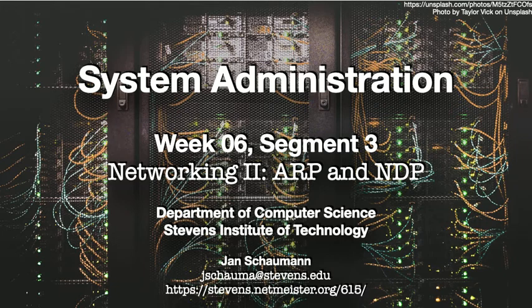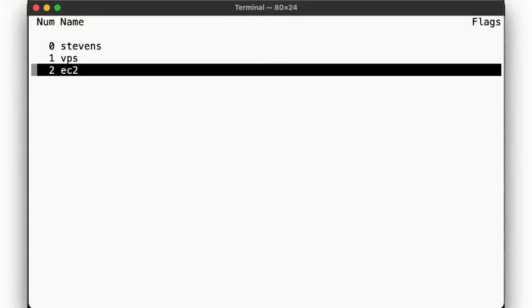In this video, we'll discuss the Address Resolution Protocol, or ARP, and its IPv6 equivalent, the Neighbor Discovery Protocol, or NDP. We already saw ARP in our last video, but especially the comparison to the IPv6 NDP should help illustrate a few important concepts. Let's first look at the ARP cache of a few systems.